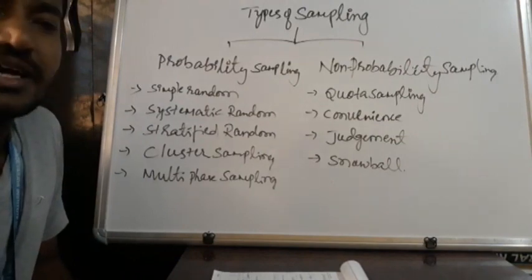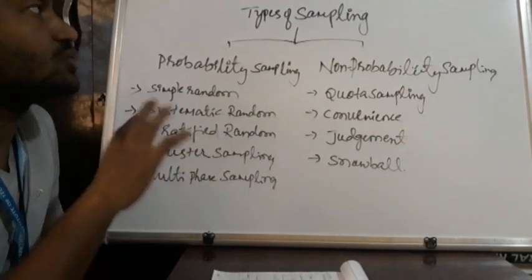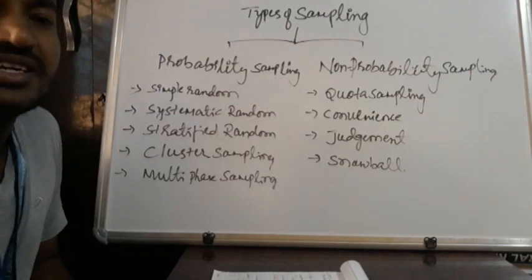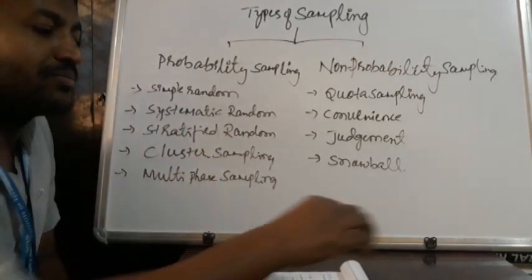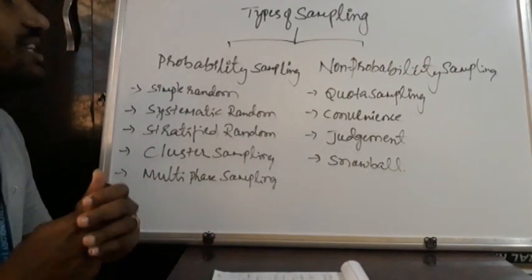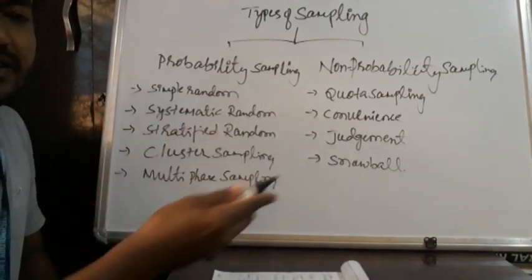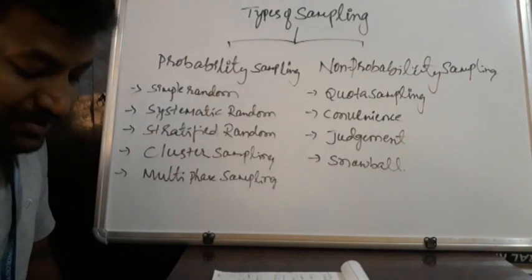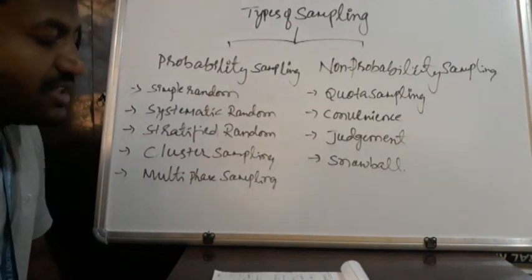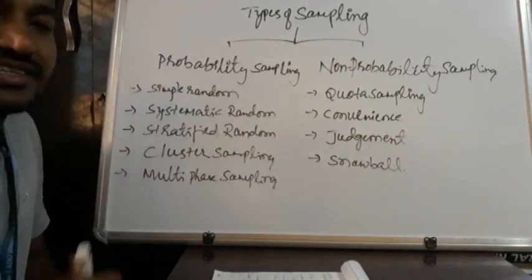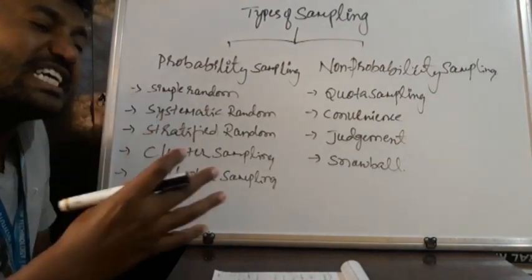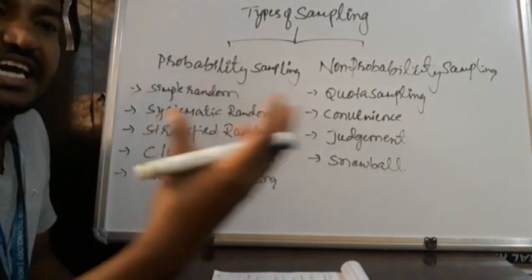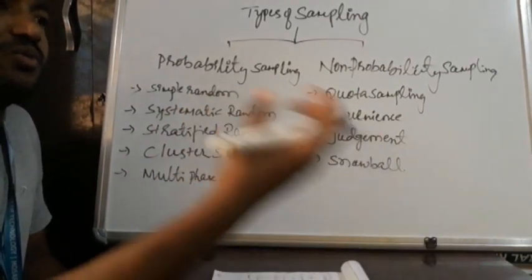Here the sampling can be divided into two different parts. One is probability sampling and the second is non-probability sampling. Probability sampling is again divided into different types, so I'll go one by one. Probability sampling is not a biased sampling. It gives an equal opportunity to each and every sample that you want to choose.